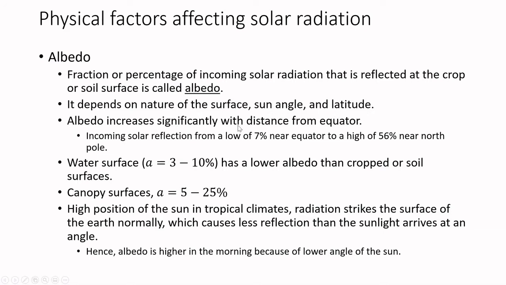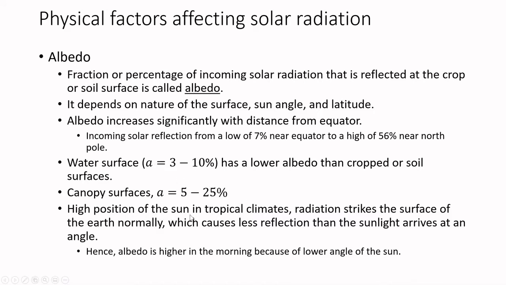Albedo increases significantly with distance from the equator, okay? So it means if it is far from the equator, the higher the reflection, the higher the albedo. Incoming solar radiation reflection ranges from a low of 7% near the equator to a high of 56% near the North Pole, okay? Water surface has an albedo of about 3 to 10%, lower than crop or soil surfaces. Canopy surface, we have about 5 to 25%. So when you have a canopy surface, your reflection is a bit higher.